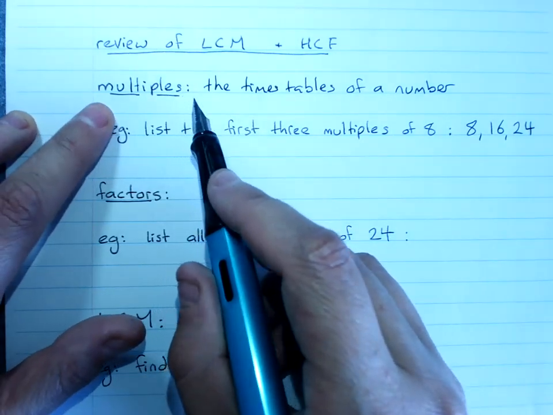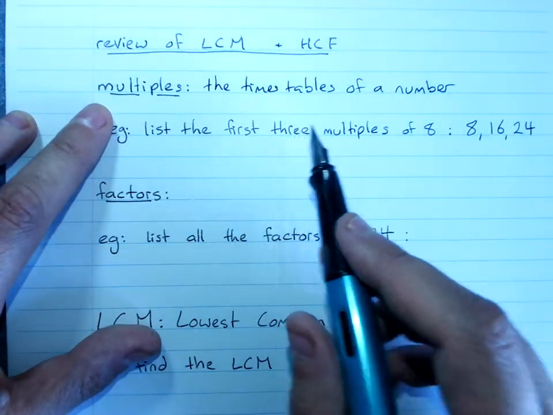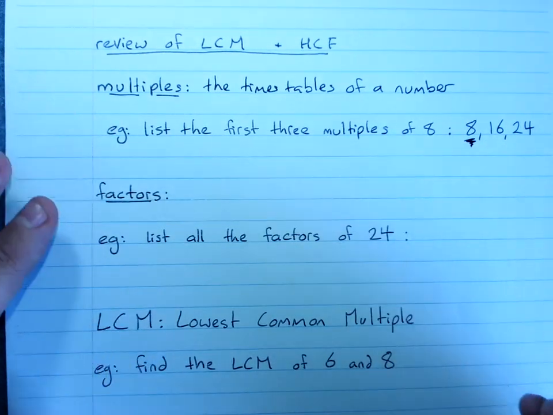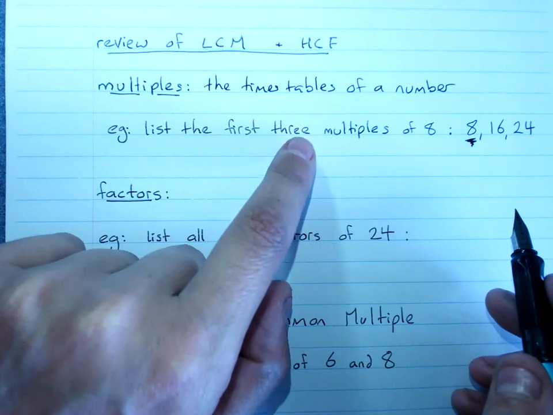Think of multiplication, the times tables of a number. It starts with the number itself and gets bigger, and they could go on forever. So a question would always say, list the first few.